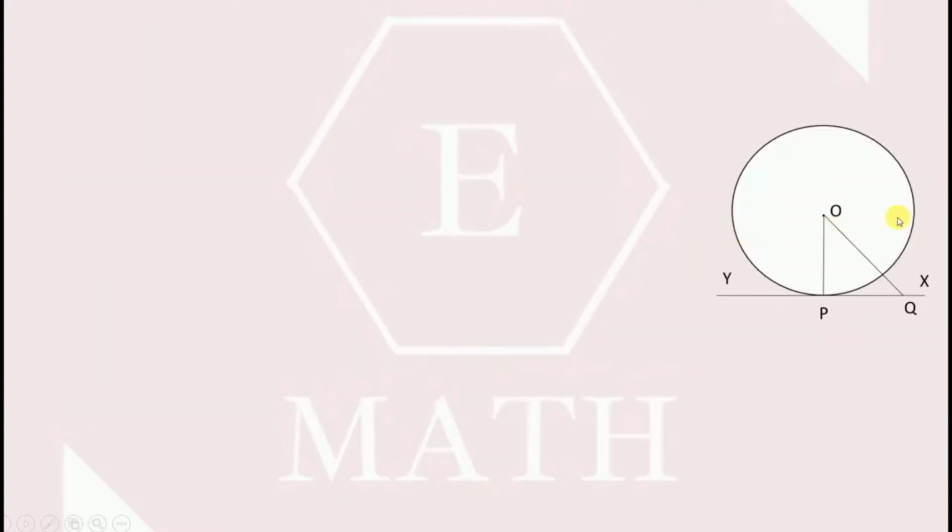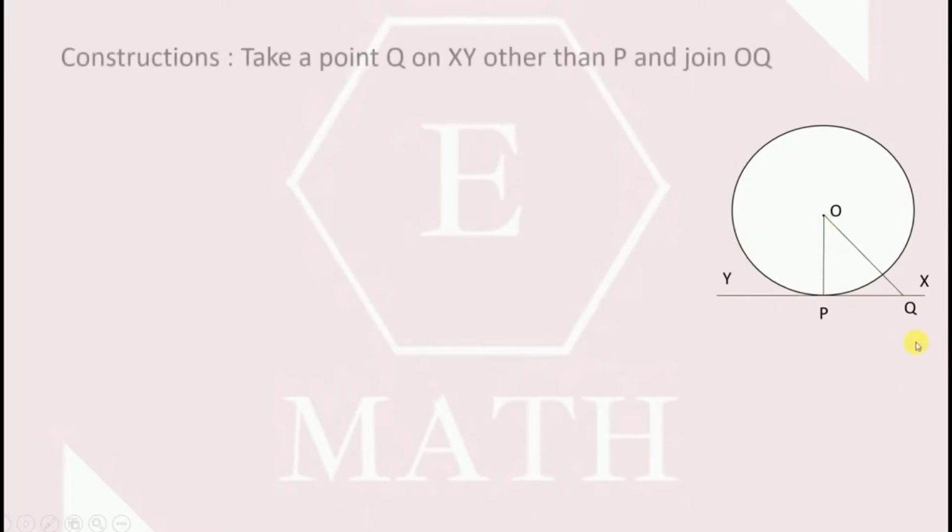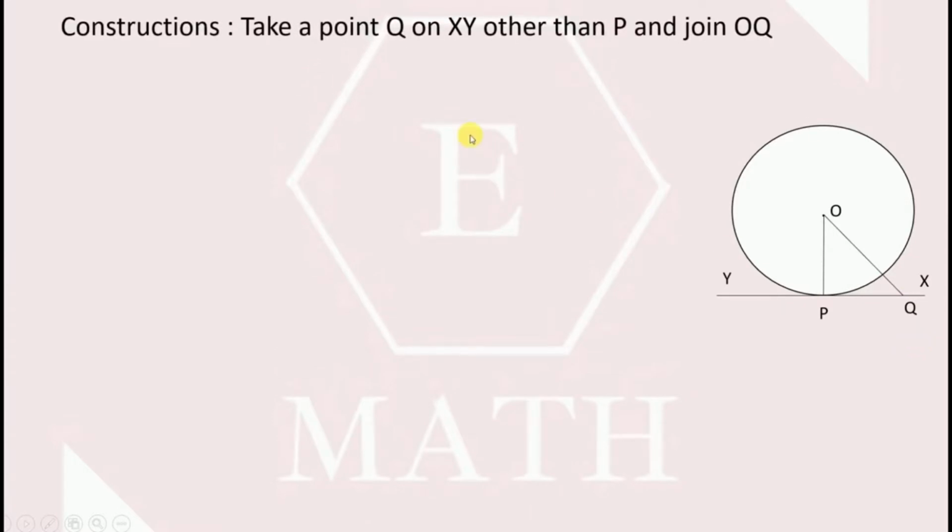As you can see, there is a diagram here. We need to prove that OP is perpendicular to the line XY. Now, the construction we made here is to take a point Q on XY, other than P, and join OQ. This is the construction we have made. Now let's see how we prove it.